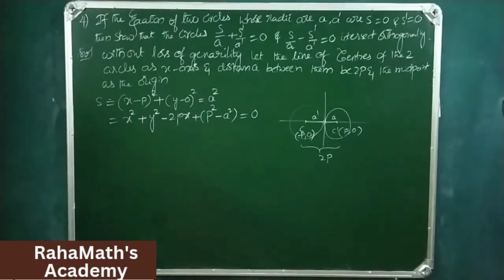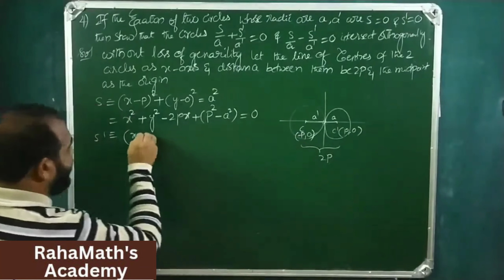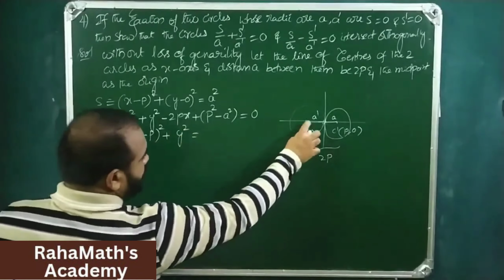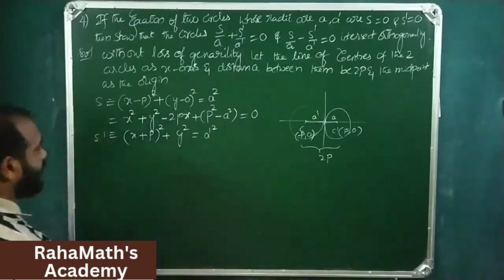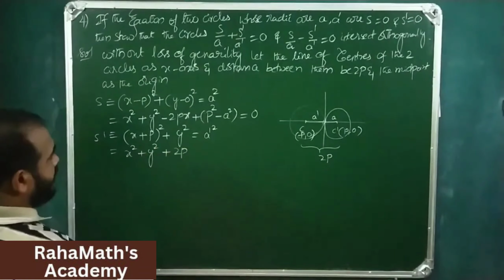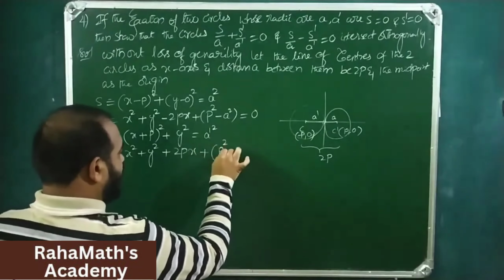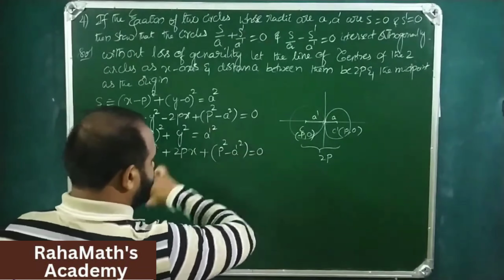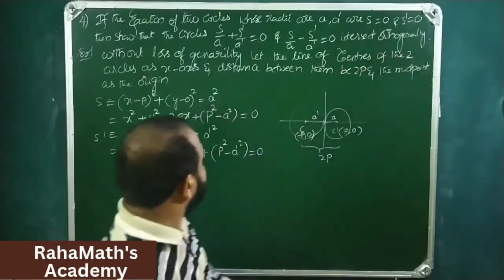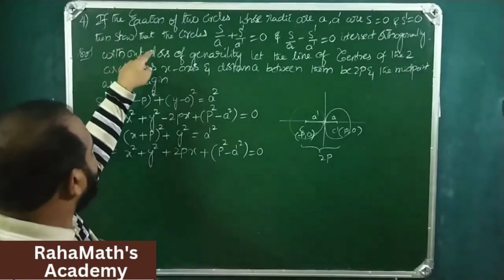This is the first circle, and S dash is x minus of minus p. So x plus p whole square plus y square equals a dash square. This implies x square plus y square plus 2px plus p square minus a dash square equals 0. So, without loss of generality, let us take the two circles in this way. So what do we need to do?